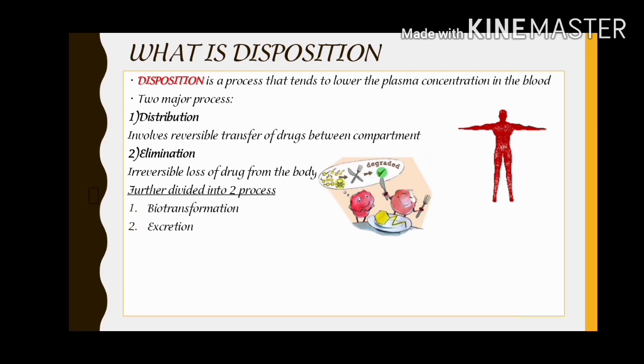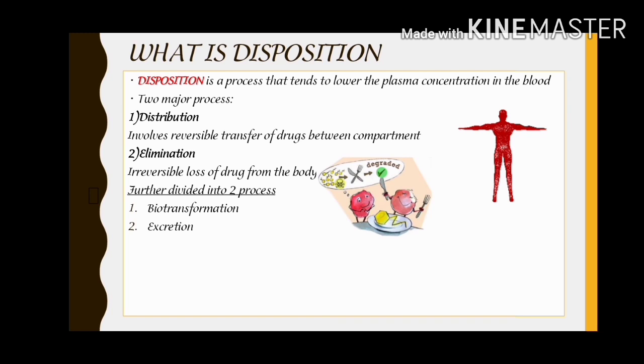For those who don't know what a compartment is, it basically means a body fluid system. For example, the first compartment is mostly the central compartment, which involves plasma and tissues where the distribution of drugs takes place. While the second compartment is usually the peripheral compartment, which consists of tissues where the distribution of drug is comparatively slower.